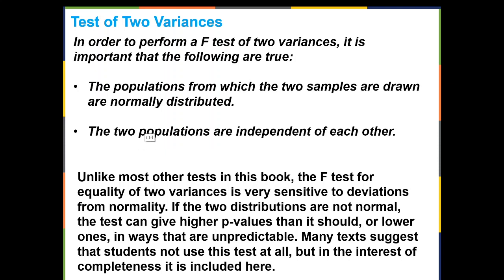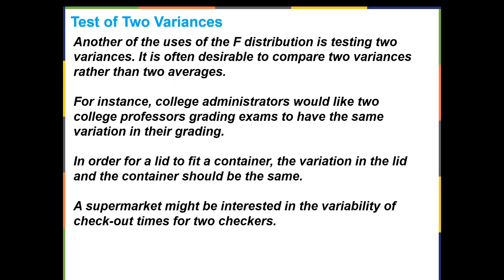So that means if the populations are not close to normal, then it changes the p-value, right, in ways that are unpredictable. So that means it's not a good test if we are not sure if the populations the samples come from are normal or not. But we're going to talk about it in this chapter anyway. And there's some conditions here that you can read yourself. So you can stop and read.